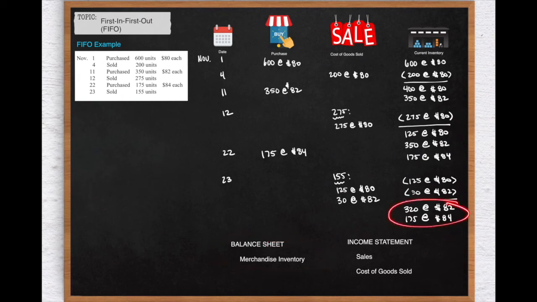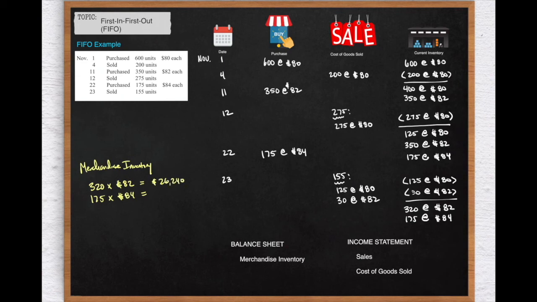Let's talk about the balance sheet. What is the merchandise inventory? Well, that's the remaining inventory, what's still there after all the purchases and sales have taken place. That's why the last column is important to do, because it's an updated inventory value of what's still there. Right now, it's the 320 units at $82 and the 175 units at $84. I've got to emphasize that this inventory has not been sold and is still there, and that's what belongs to the merchandise inventory on the balance sheet.